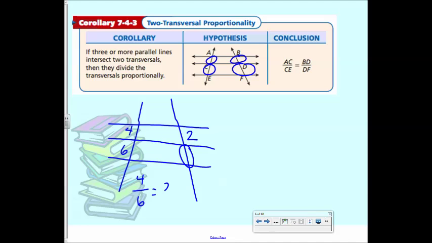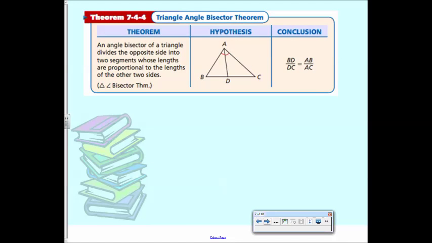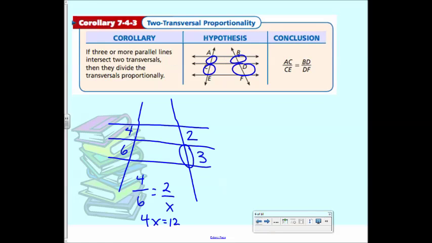Okay, so 2 transversals cutting through 3 parallel lines cuts these into proportional pieces. Go back? Yeah. So it would be this piece right here, this 4 is proportional to the 6, so the 2 has to be proportional to whatever that is.